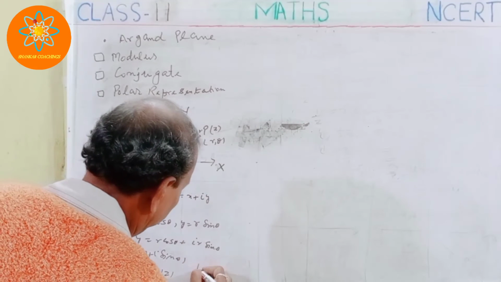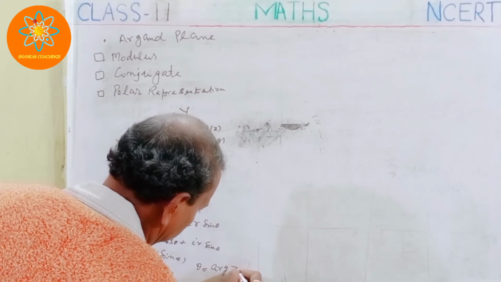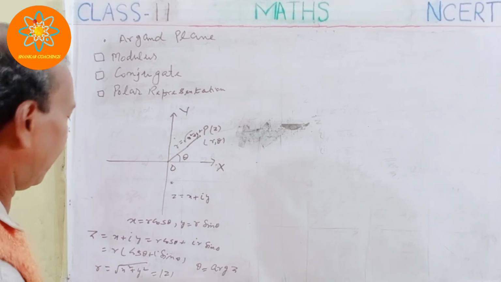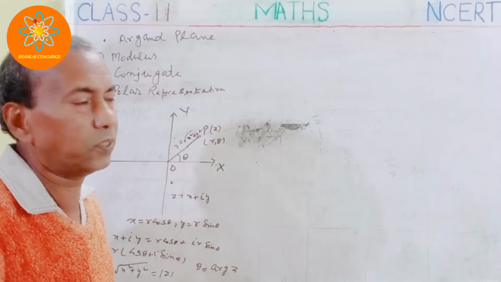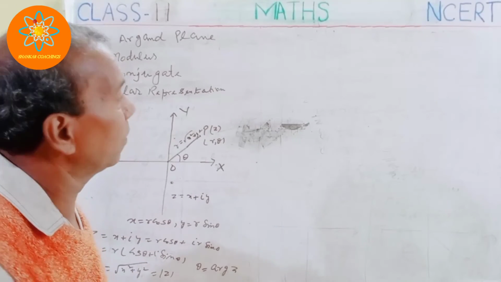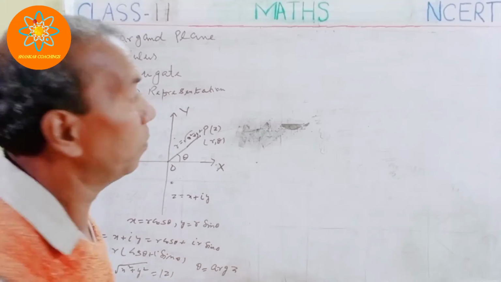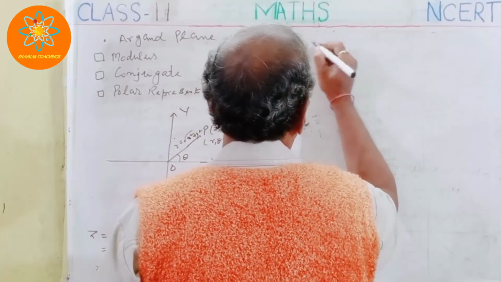The value of theta I can write as the argument of z. So how to define this theta? For defining theta, we have two intervals. One is between 0 to 2 pi and another is from minus pi to pi. So if I take this interval, one is what?